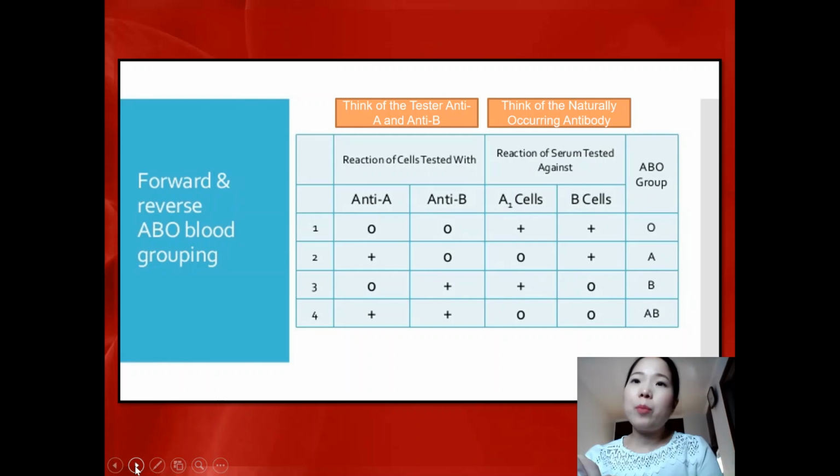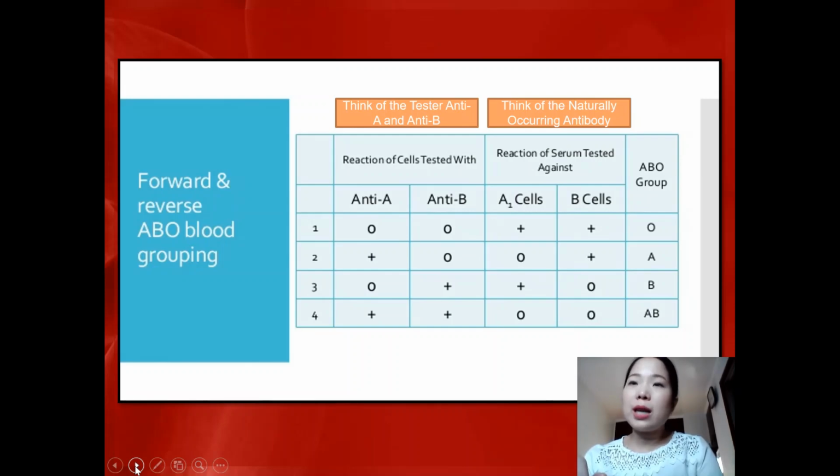And if you have agglutination for both A and B, it means the red blood cell has both the A and the B antigen. So which blood type has both the A and the B antigen? You have the blood type AB. So that's for the forward testing.